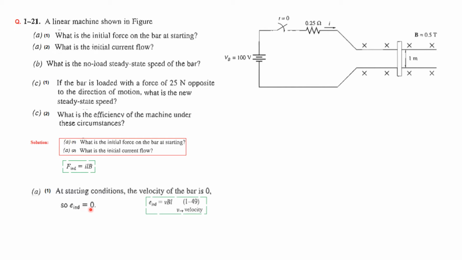So E induced is 0 because there is no velocity, and if you plug this into the formula for current in this circuit, if you see this circuit by KVL, you can write minus VB plus I into R plus E induced is equal to 0, and from there we get this relation: I is VB minus E induced over R. Plugging in the values 100 volt, E induced 0, resistance 0.25, so the starting current is 400 amperes.